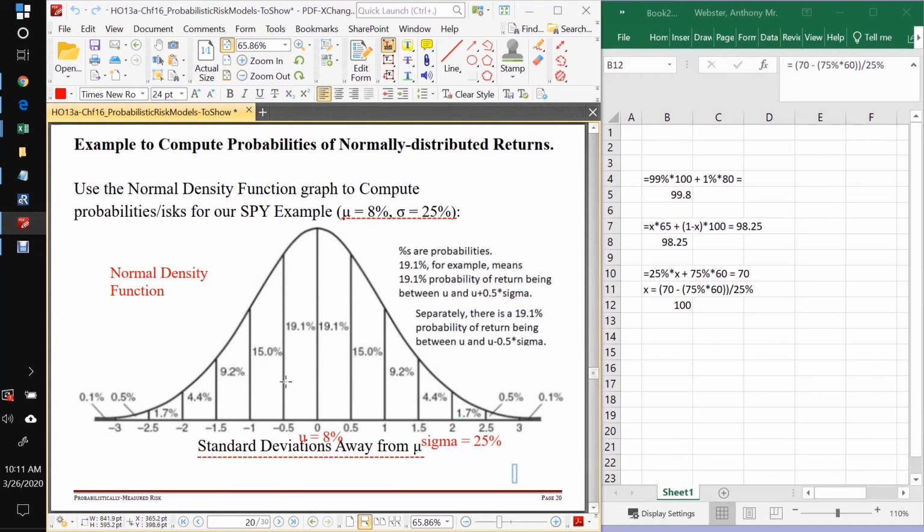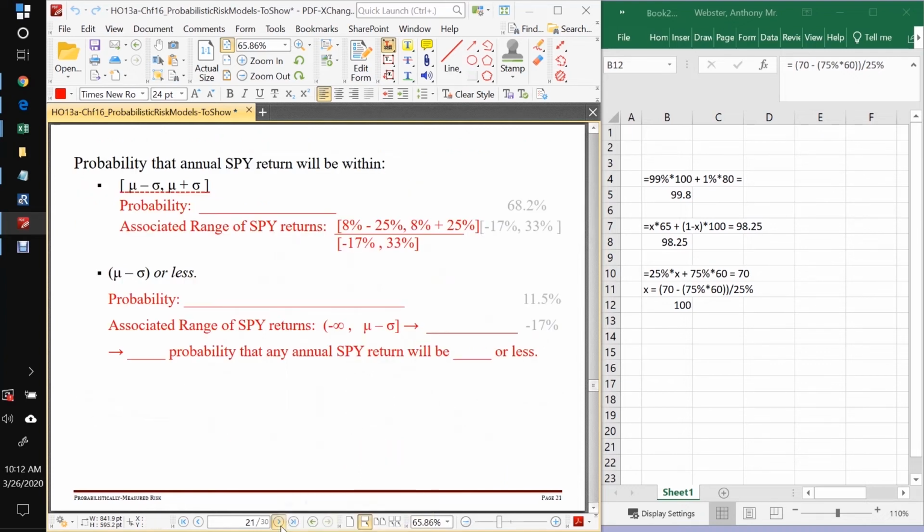Okay, so I just want to add up my probabilities from minus 1 standard deviation down from mu to 1 standard deviation above mu. So I add 15 and 15, that's 30, and I add to that 2 times 19.1, and you can check this out along with me. That is going to be 2 times 15% plus 19.1%, and that's equal to 68.2%.